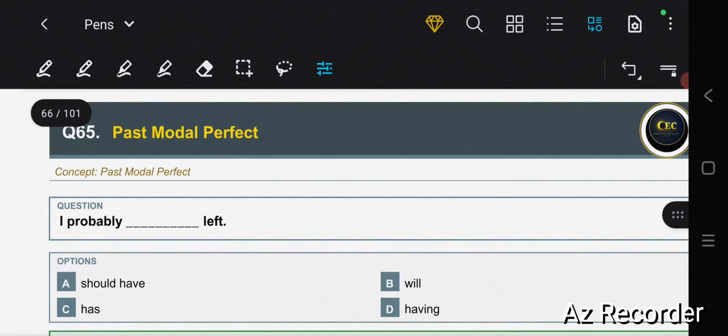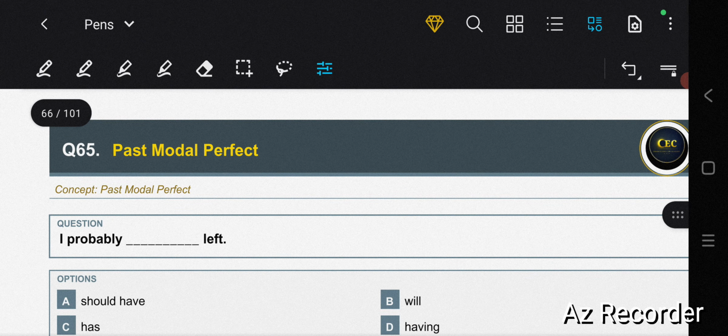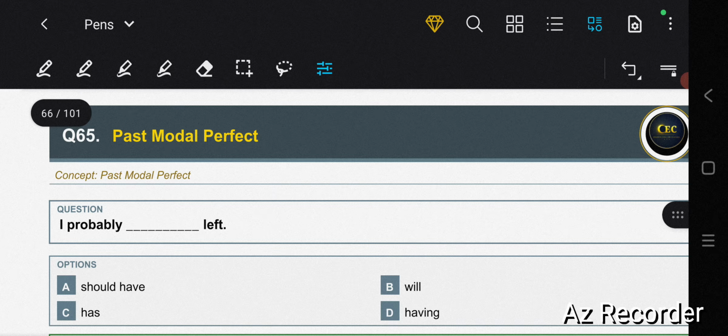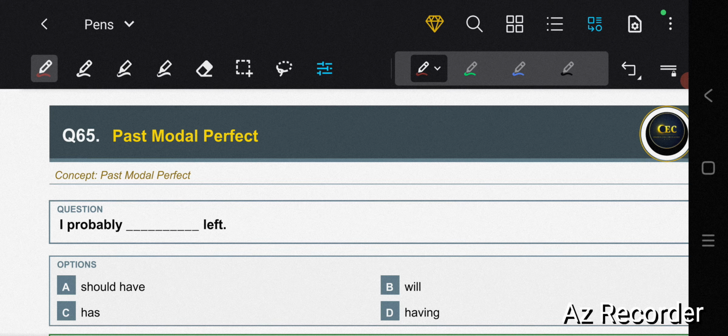Now the next question, 65. Past modal perfect. Over here you see only one perfect, where it is about the modal perfect. So the correct formation will be not "has", nor "will", even not "having", though this is in the formation of the perfect. "Should", there is the modal, and "have", and there is V3. So the correct option is A. I think this one is clear to you.